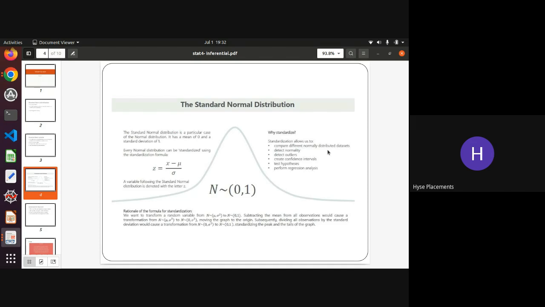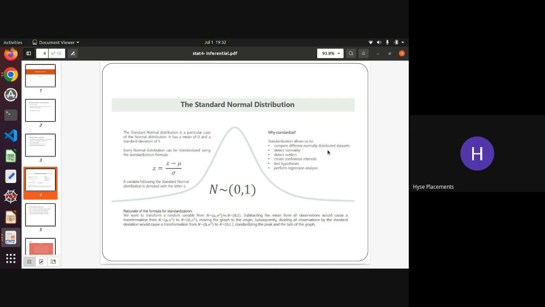Detect outliers. So, detection of outliers. I told you, yesterday we saw that example. We can detect the outliers, and create confidence intervals. We haven't come to these topics yet, so we'll leave them for now, and once we get to them, you'll understand. Create confidence intervals, test hypotheses, and perform regression analysis.